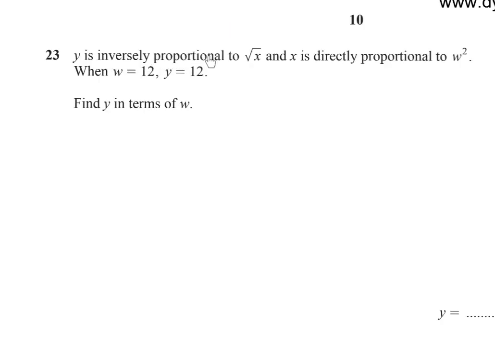Now 23. y is inversely proportional to the square root of x, and x directly proportional to w squared. When w equals 12, y equals 12. Find y in terms of w. y is inversely proportional to the square root of x. We can write y varies as 1 over square root of x. And x directly proportional to w squared. This means x varies directly as w squared.